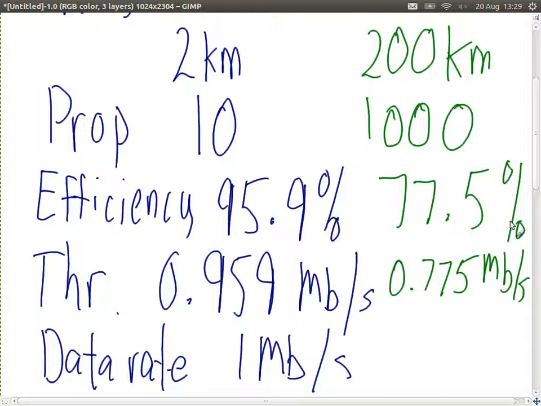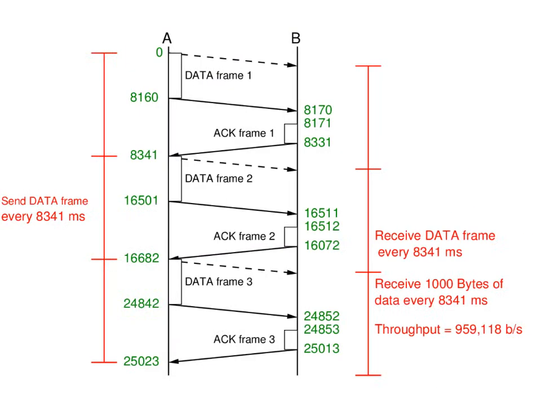Increasing the propagation delay decreased our efficiency when we used the stop and wait protocol. Why? Because with the propagation delay, we send our data and it takes a long time to get there and a long time for the ACK to get back. If you remember stop and wait, we send our data, we're delivering the real data, and then we stop and wait. So the larger the propagation delay, the longer the time we wait, the longer we spend not sending across the link, which is inefficient. So increasing the propagation delay makes our use of the link more inefficient.